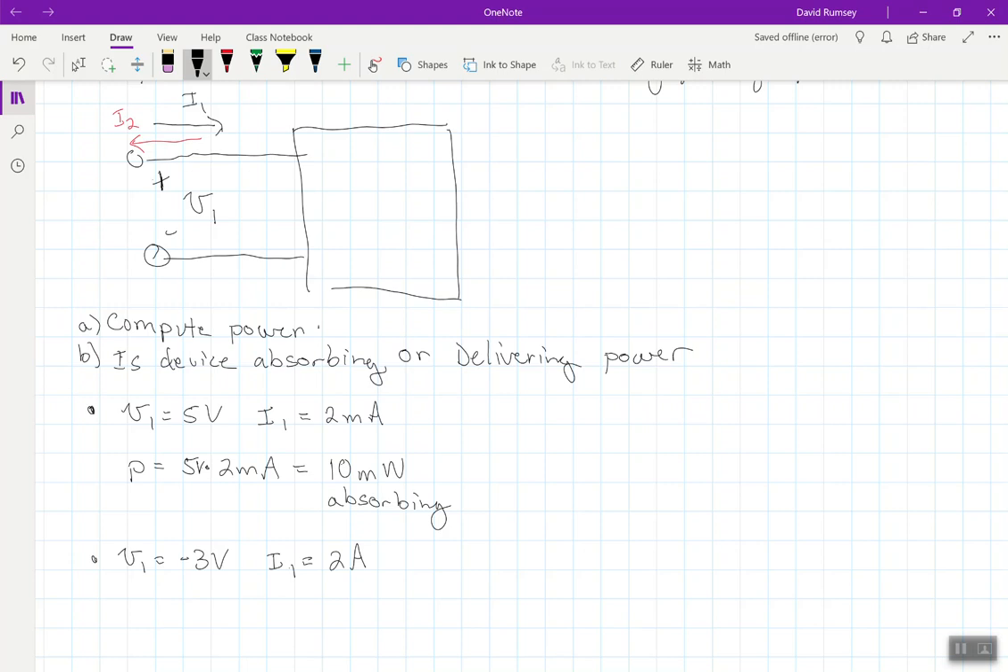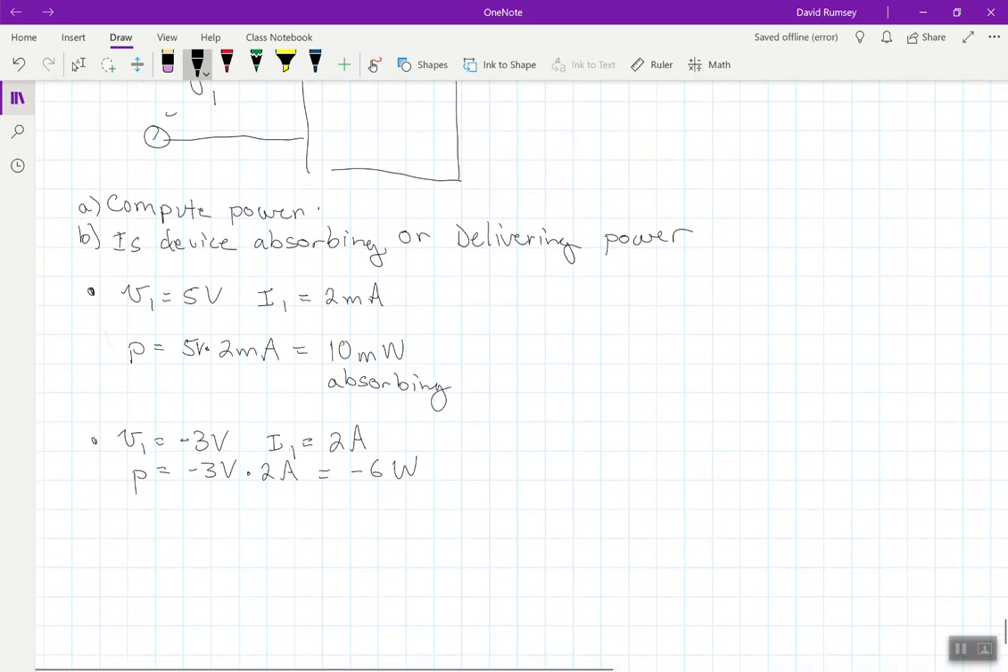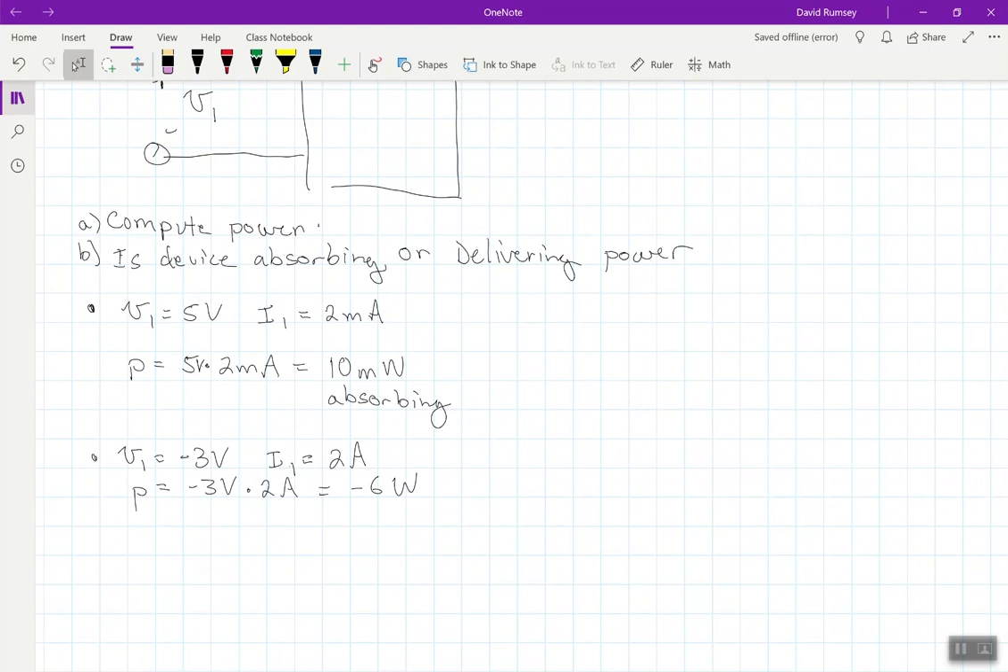That's what we said. So in this case, the power would simply be negative 3 volts times 2 amps, which would be negative 6 watts. Now, negative power is fine. When you get a negative power, though, that means you're not absorbing power. This means we are delivering power.